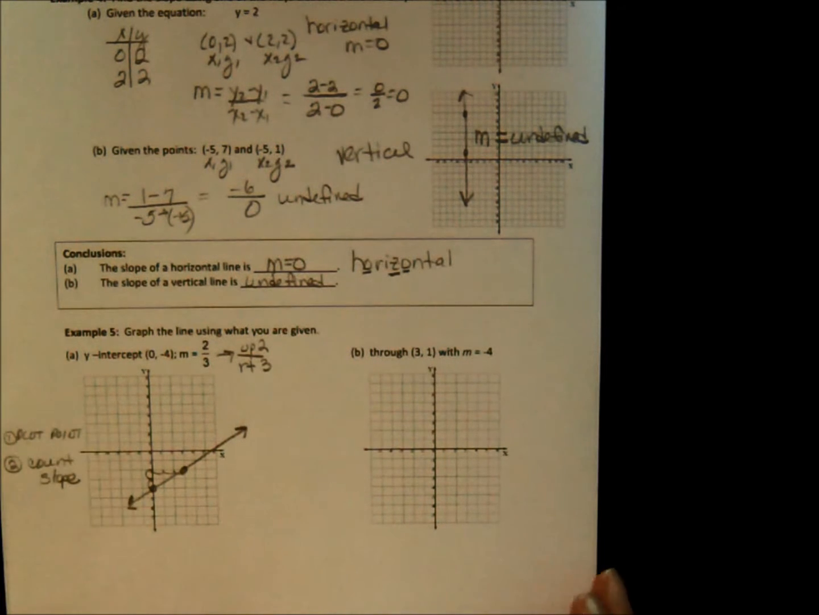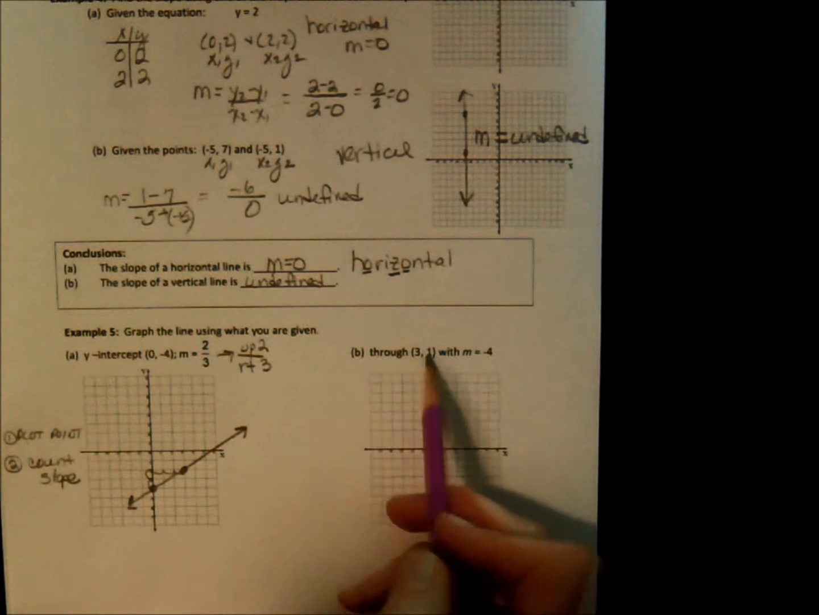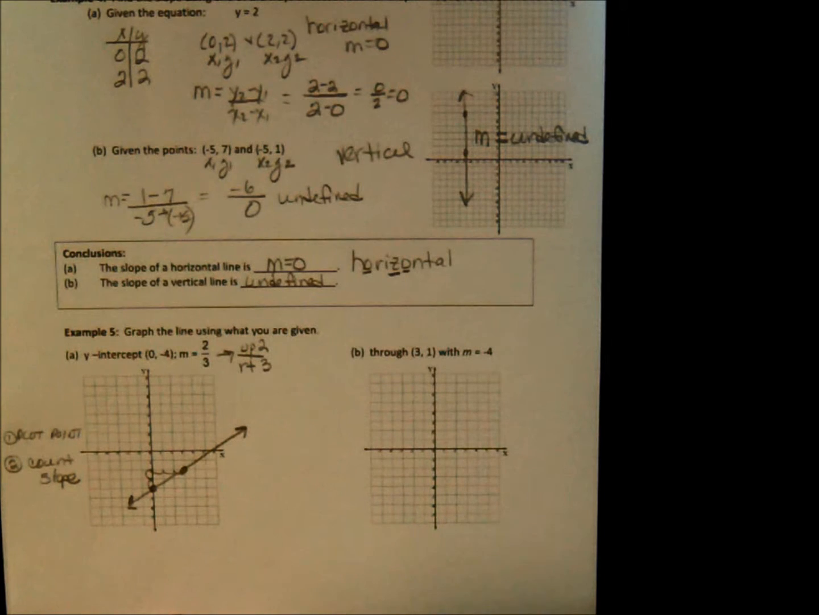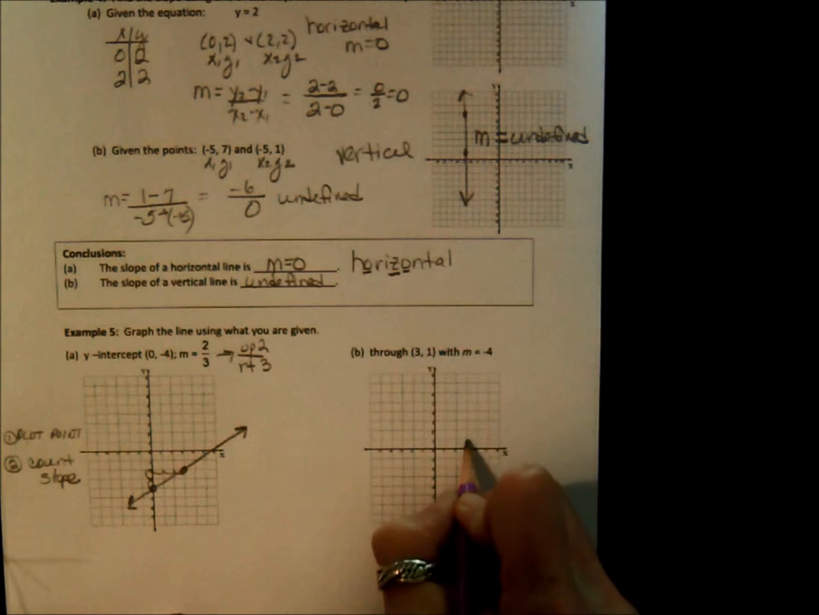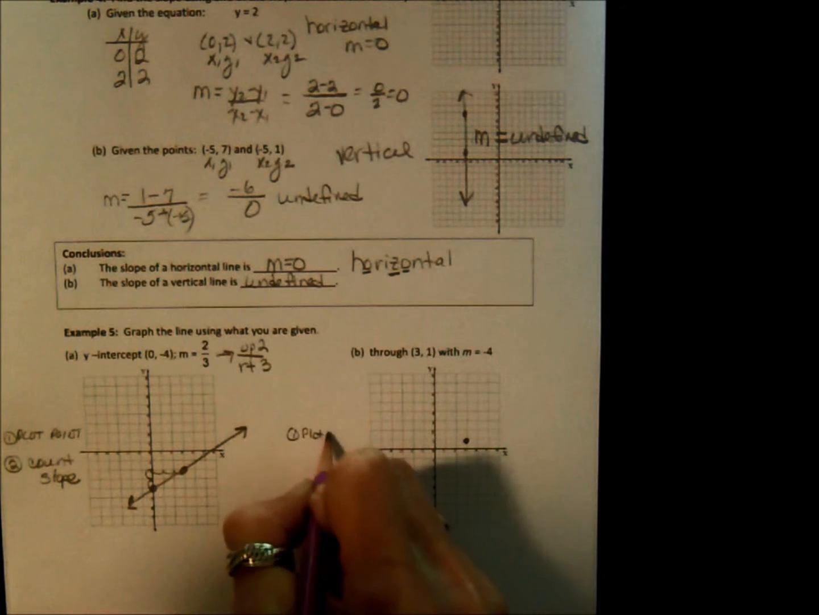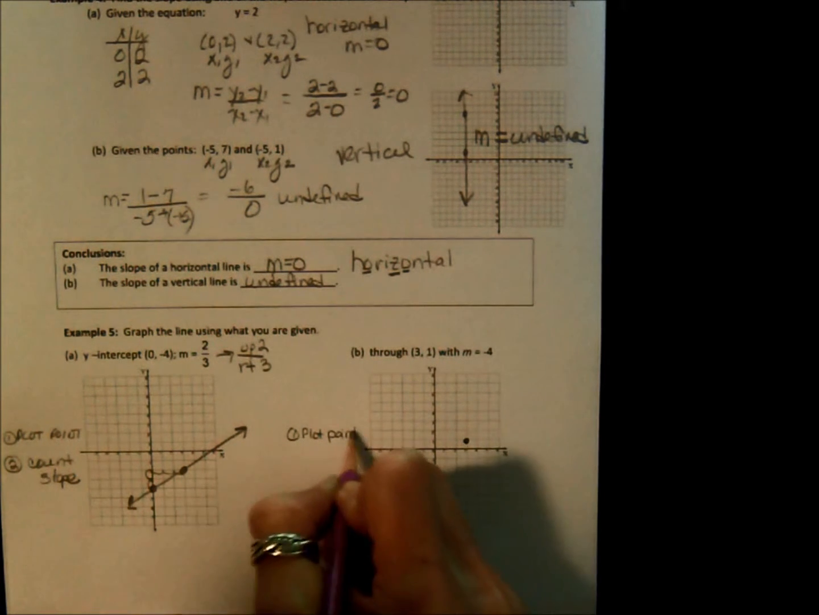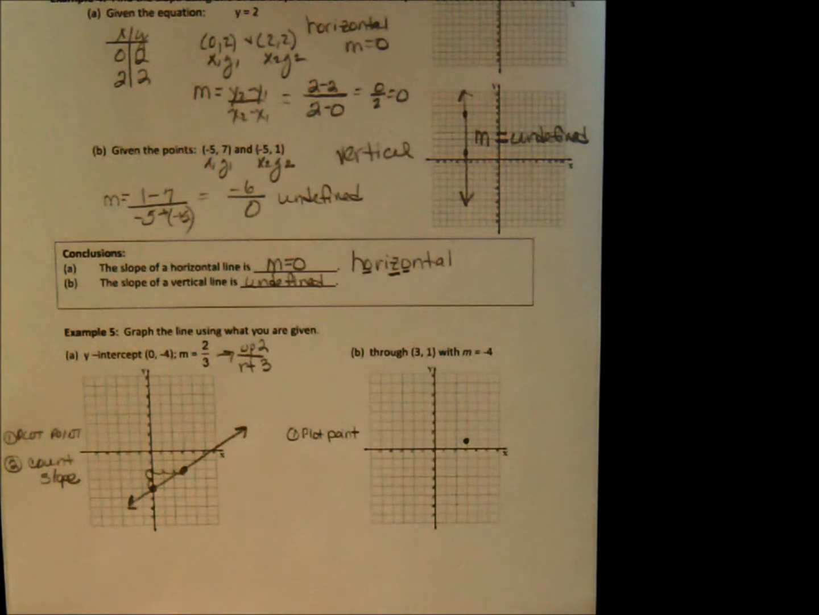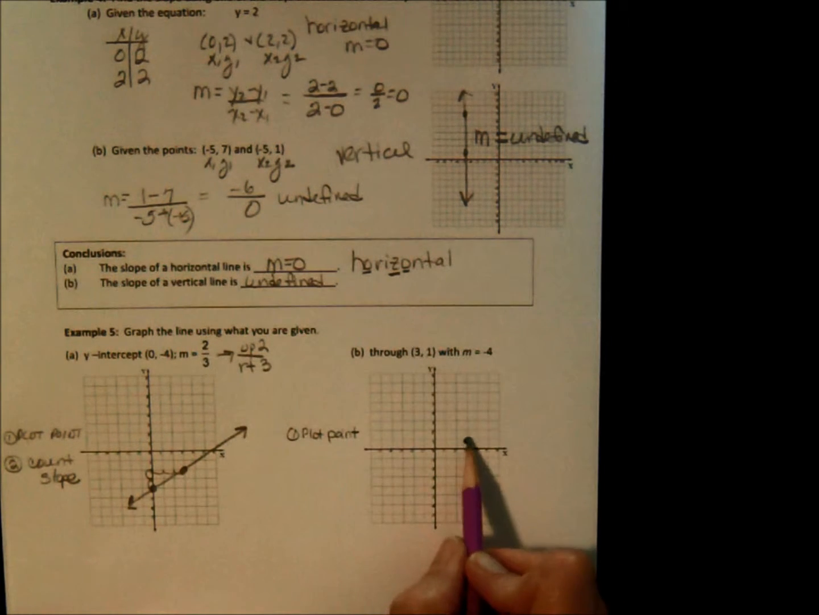Let's try another one. In example B, we're given the point 3, 1. All right, so 3, 1. So once again, I'm going to plot the point. That's the first thing I do. Even though it's not the intercept, it doesn't matter. It's still a point on my graph.